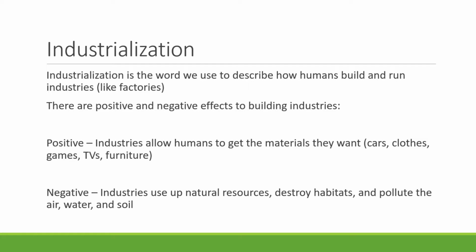Industrialization is what we use to talk about factories and building industry. There's positives and negatives, right? The big positive is that it allows people to get what they want and what they need, whether that's food or furniture or construction materials. The downside is that they use up resources, they mess up habitats, they pollute the air, they pollute the water, they pollute the soil. So a lot of industrial factories, a lot of places that are big in industry have to really be careful about the way they conduct themselves. Because if they aren't careful, they will really hurt the environment and impact the planet. And we're going to talk a lot about these types of pollution as we continue.